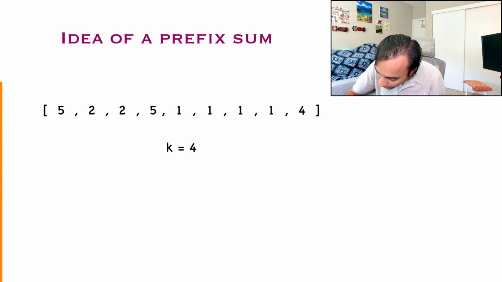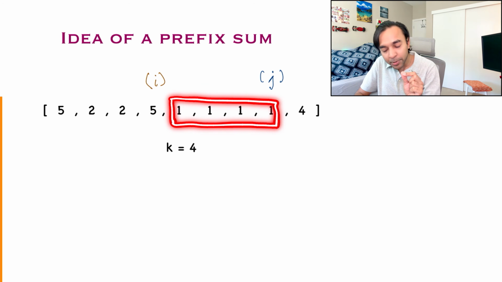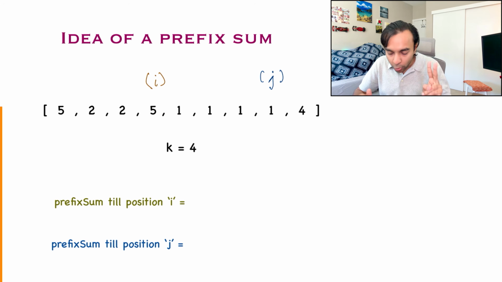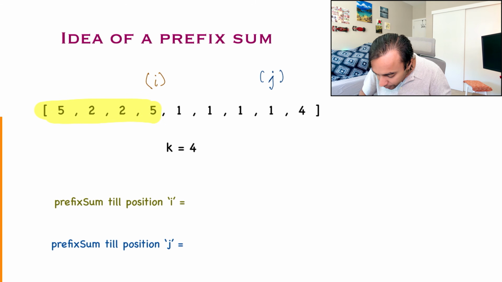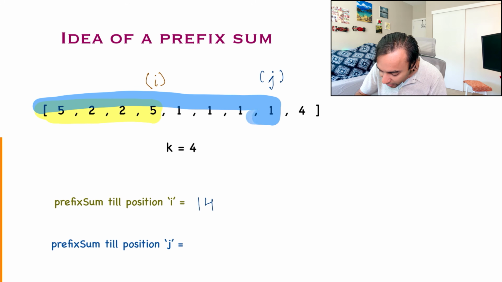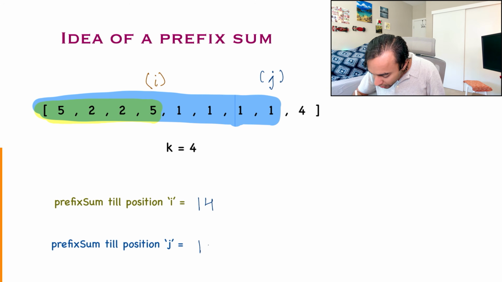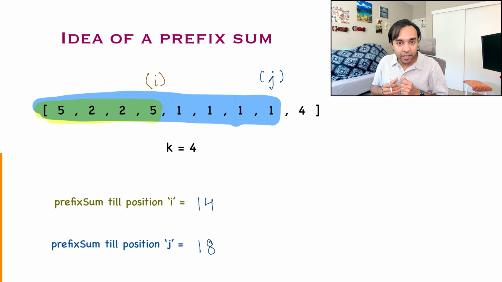For example, let me take up two positions. I have a position I and I have a position j. Since I have to find out the sum of this particular sub-array, these are the two positions that I'm taking. Now, try to find out two things. What is the prefix sum until your length I? If you calculate the sum of all of these numbers, you will get 14. And the next thing you want to calculate is the prefix sum until the length j. If you add up all of these elements, what do you get? You will get the sum of 18, correct?